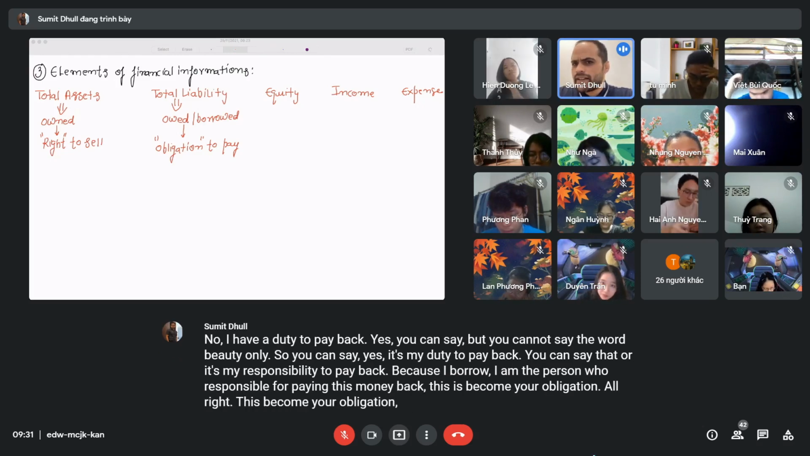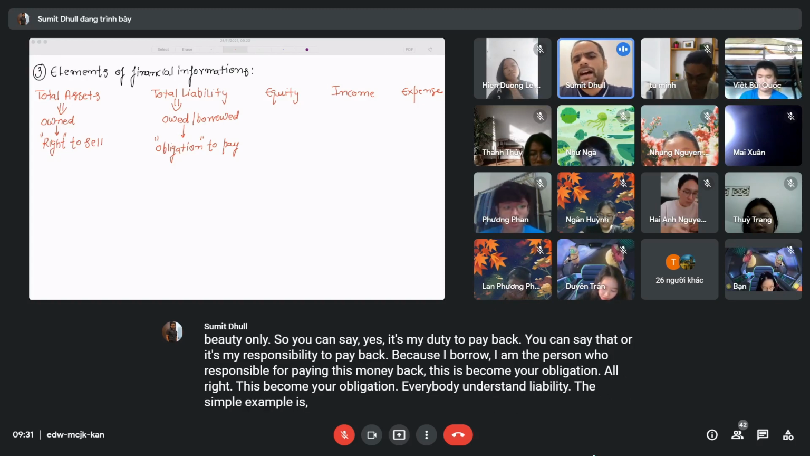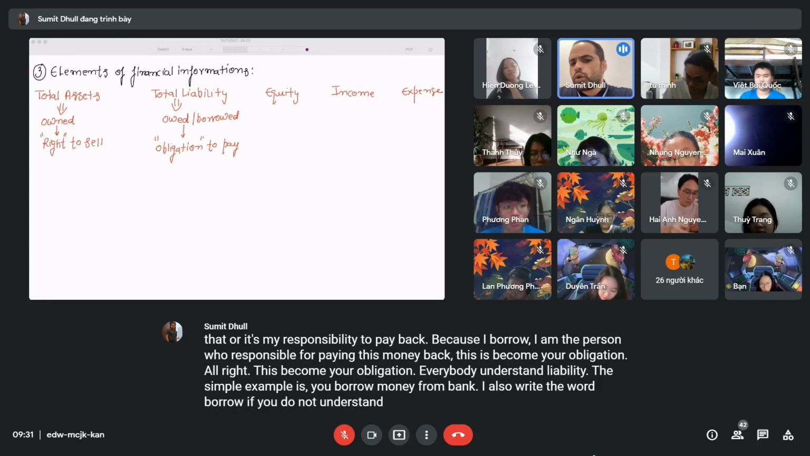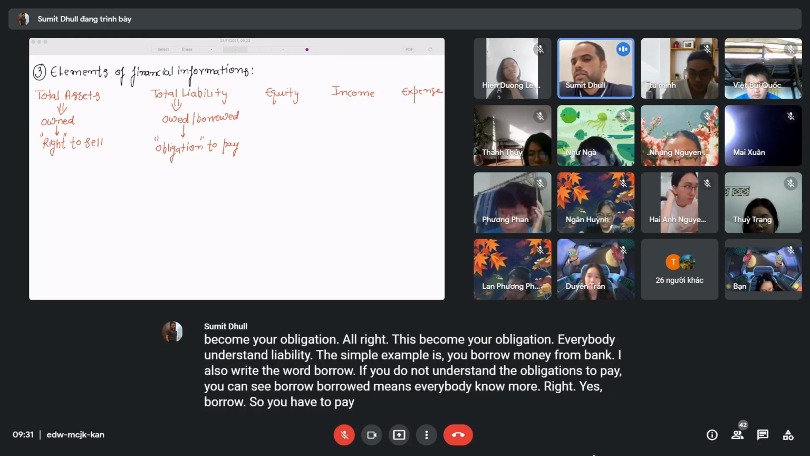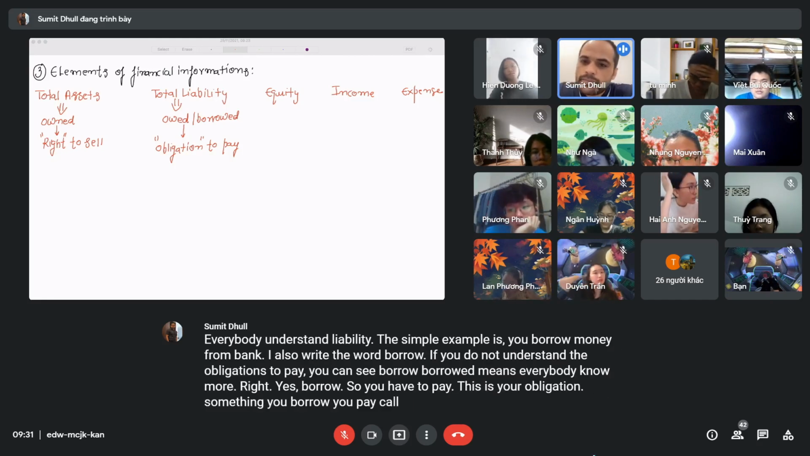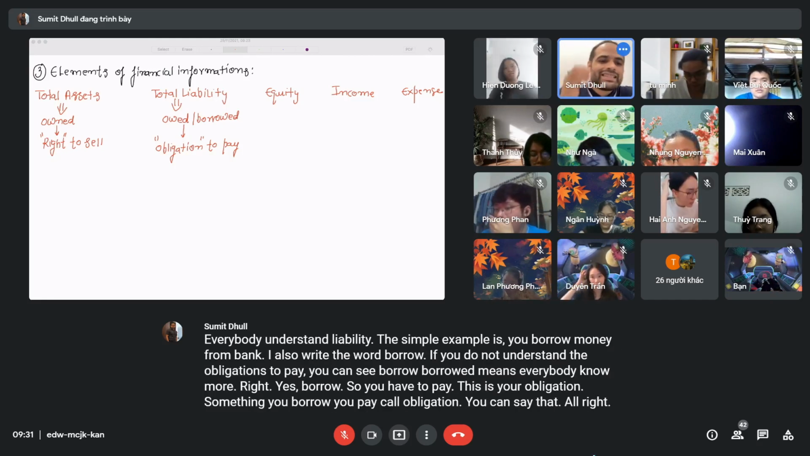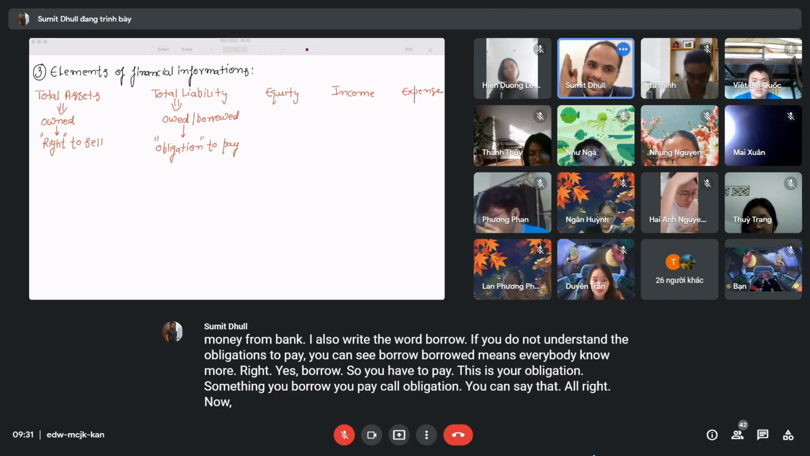Everybody understands liability? The simple example is you borrow money from a bank. I also write the word borrow. If you do not understand obligation to pay, you can see borrow. Everybody knows borrow? So you have to pay. This is your obligation. Something you borrow, you pay, called obligation. Now, total assets, total liability. What is equity?